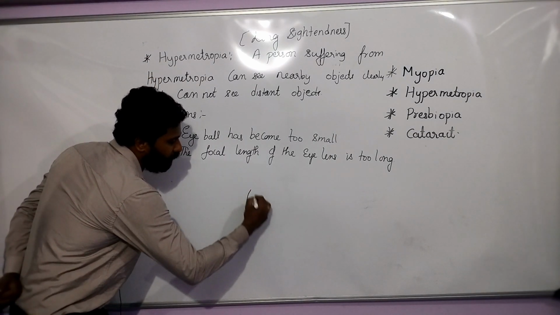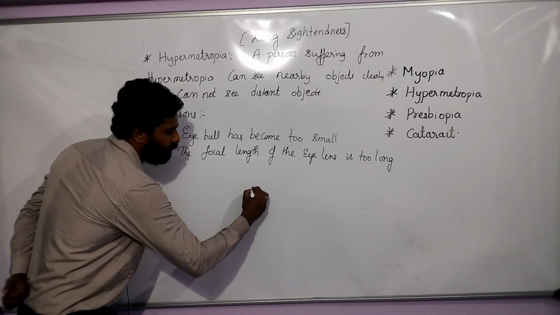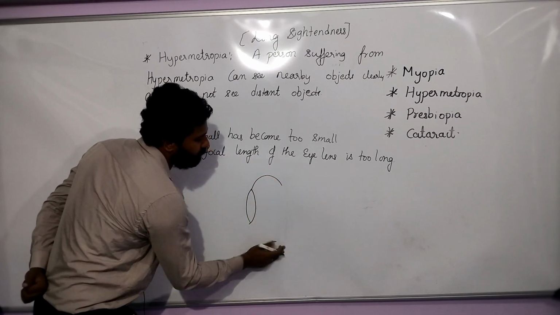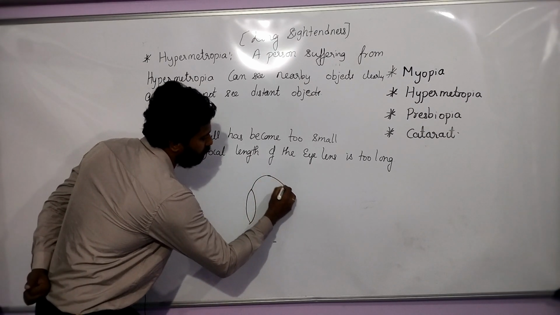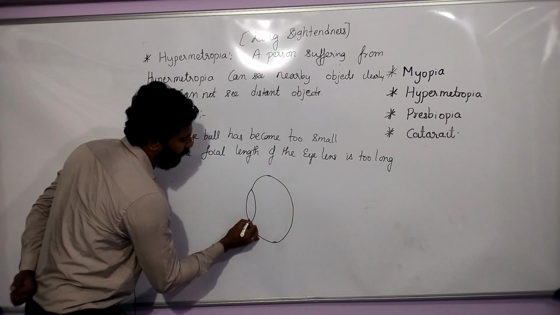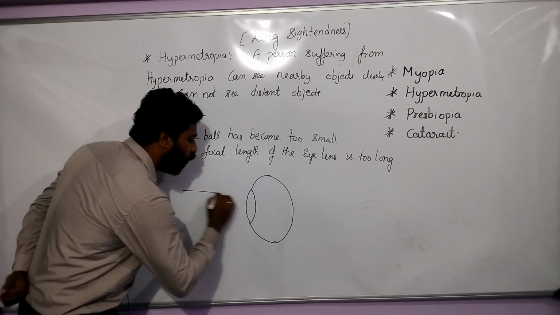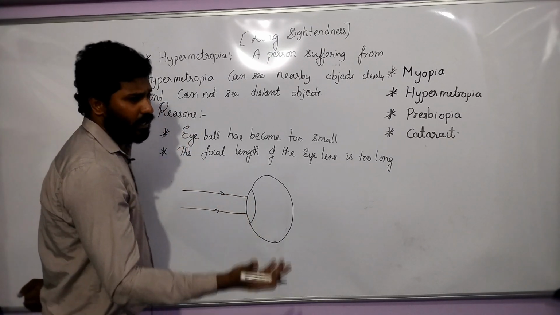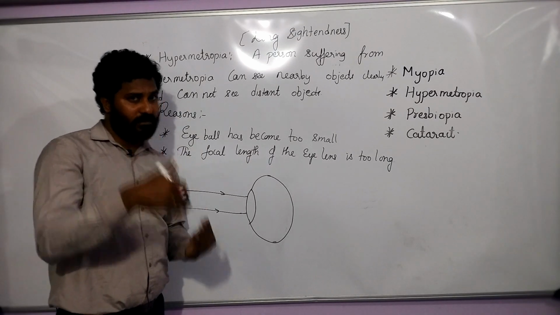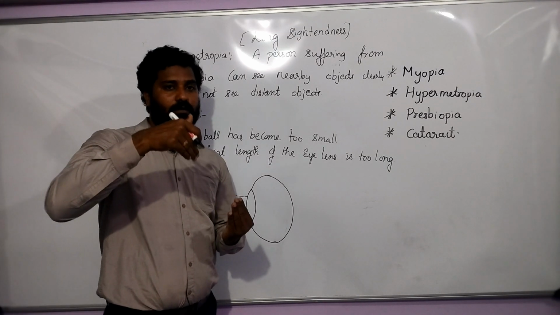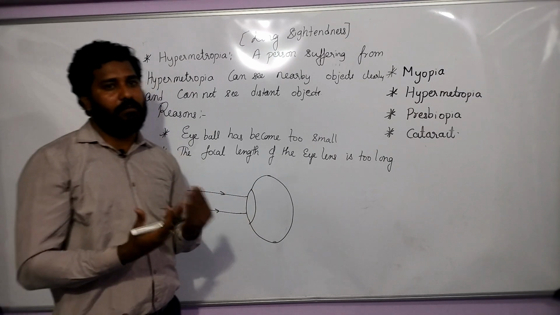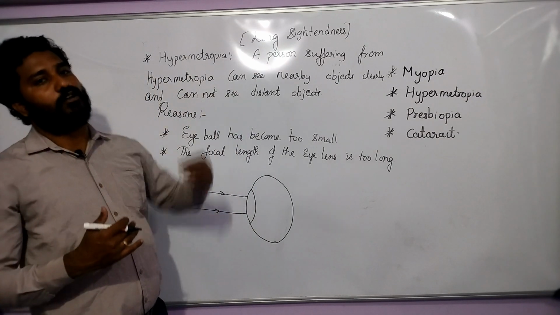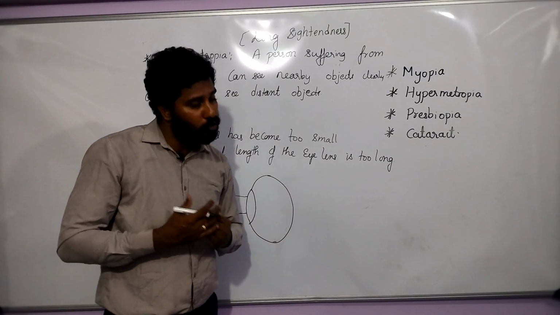Let us see how. We have taken an eye, and in that the eyeball has become too small, like this. Whenever we want to see nearby objects, we know that the focal length decreases and the eye lens becomes thick, so that we are able to see the object. But at the same time, when you want to see distant objects, what happens at that time? What should happen?